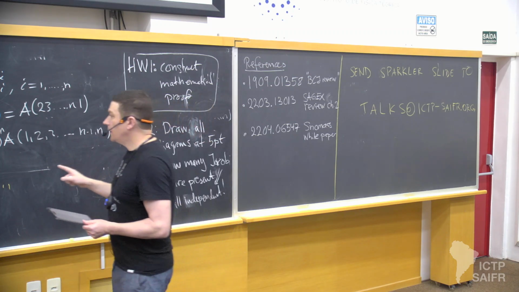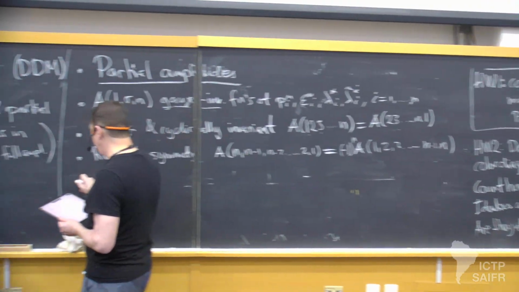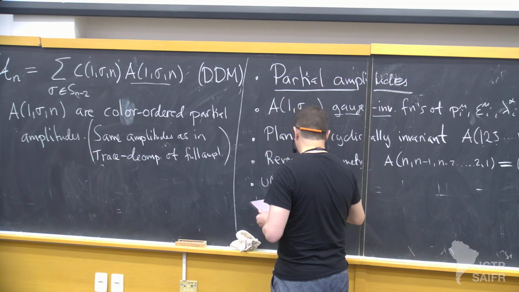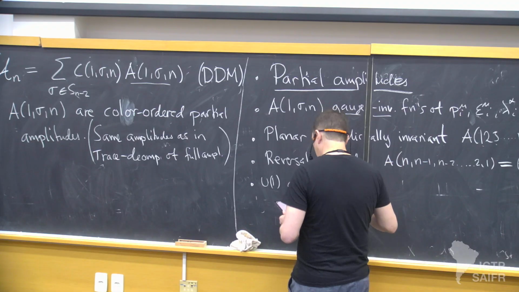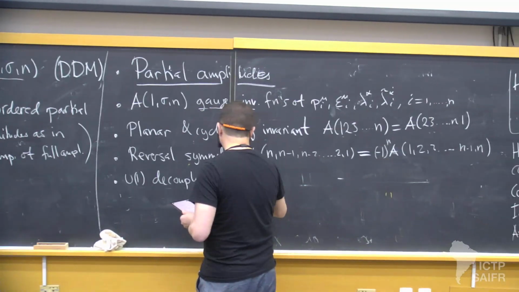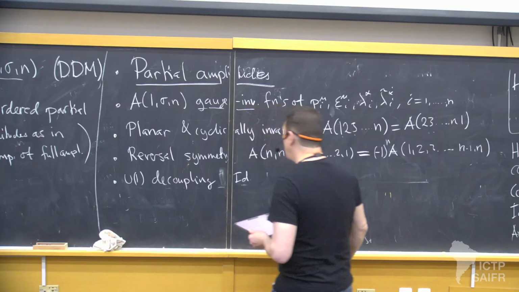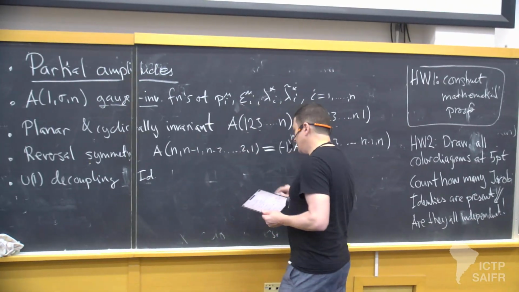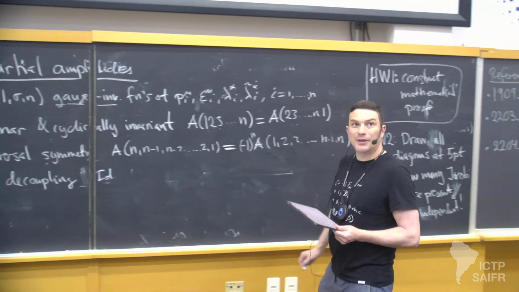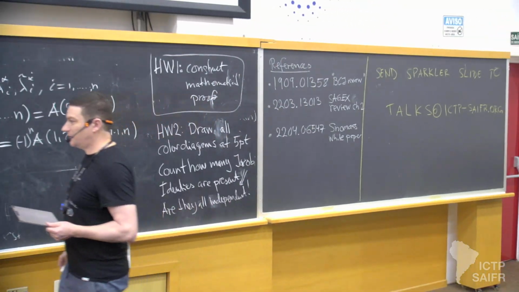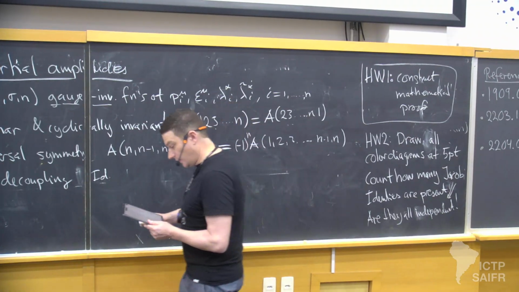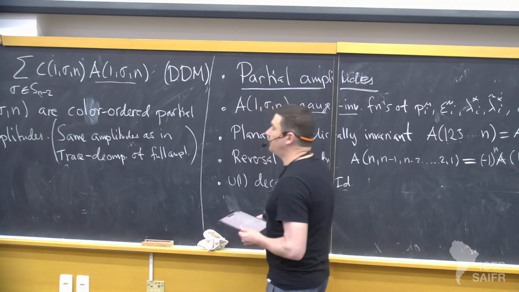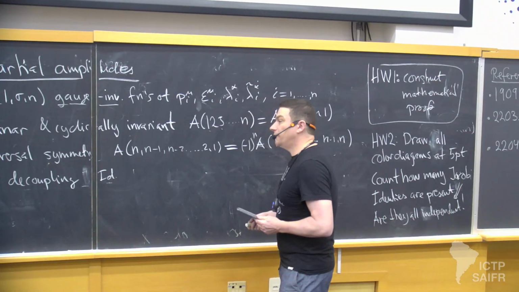Then another interesting property that these amplitudes have is known as U1 decoupling identity. Now it sounds like I'm talking about QCD and photons, but I'm not talking about that. I'm just saying this is a property of color factors alone, but it imposes a relation on the partial amplitudes.